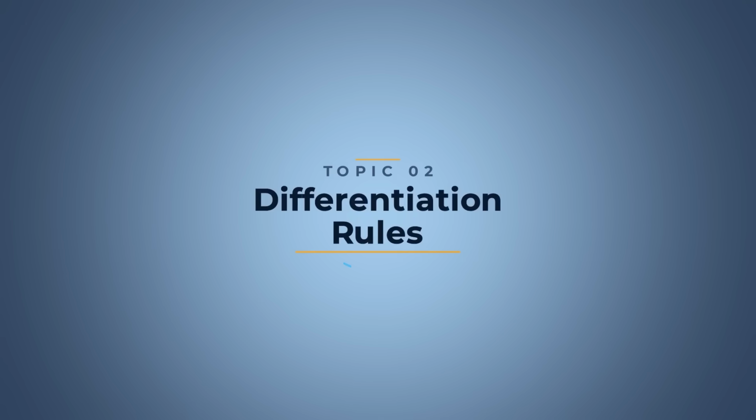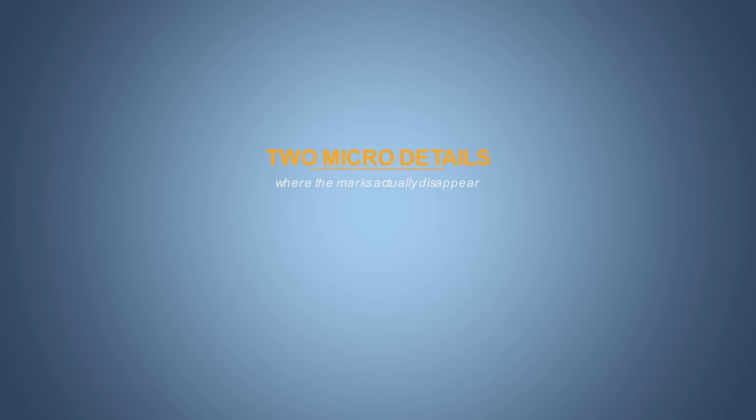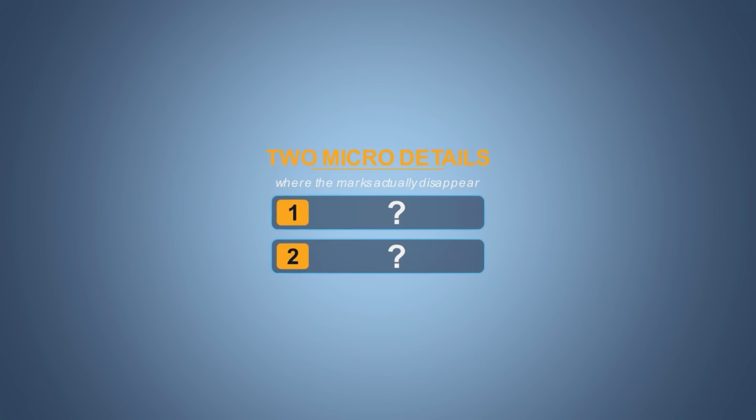Now topic 2 is really no surprise, and that is differentiation. And that is specifically questions that include the quotient rule and the product rule. And to make it worse, they usually combine with trig and exponentials to make it even more annoying. From my research, this comes up on every paper 1, without fail. But the strange part of this is the fact that examiners aren't flagging students for not knowing the rule, but they are flagging them for messing up 2 specific micro details.